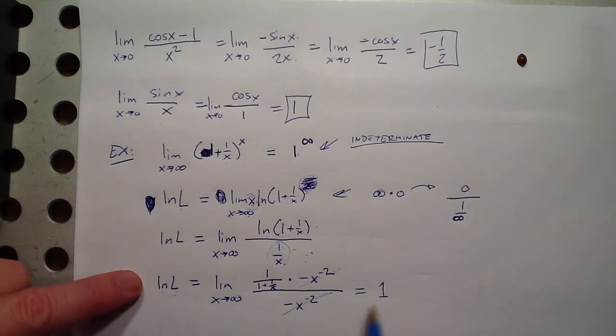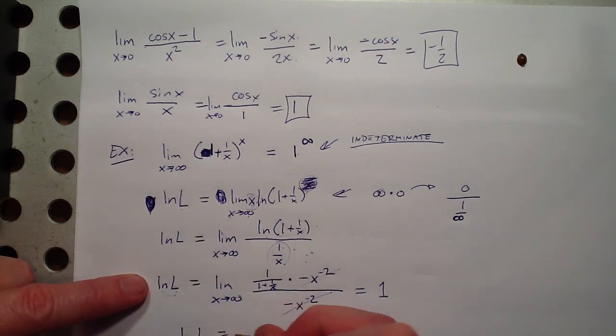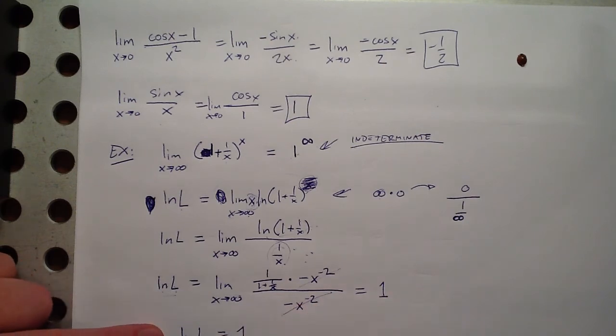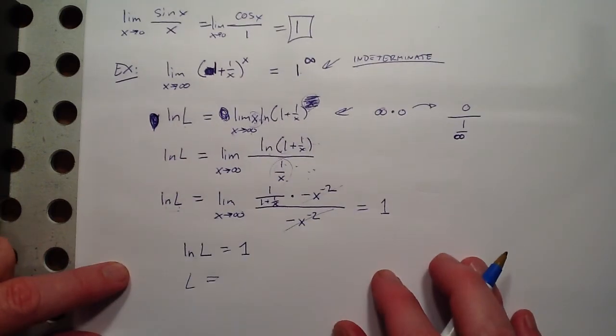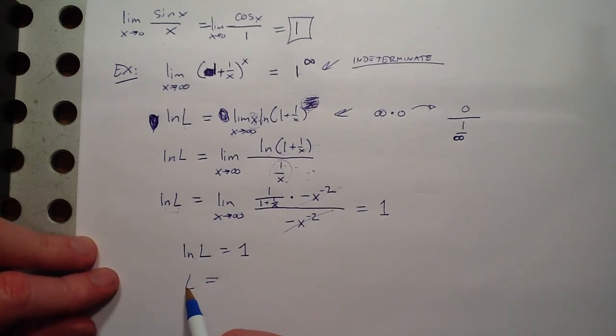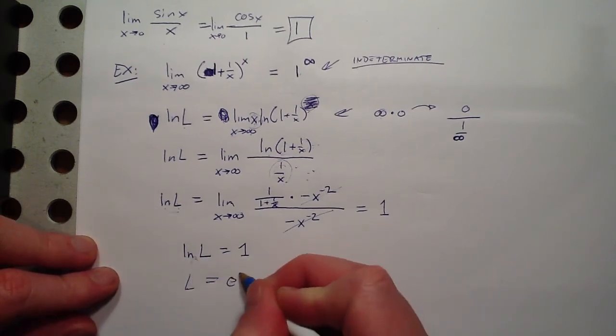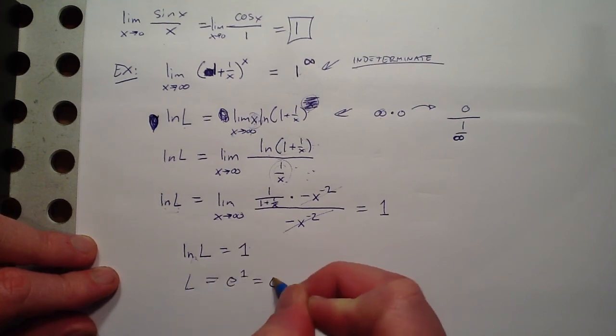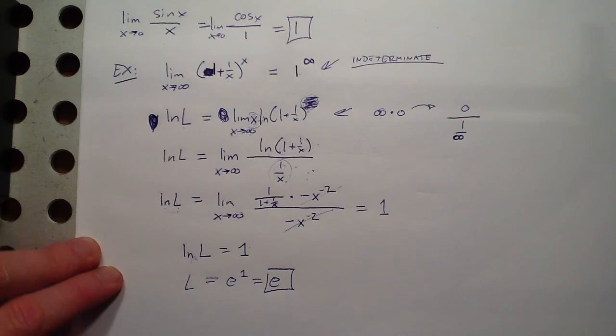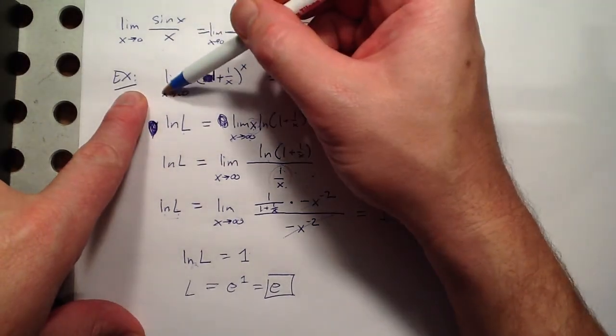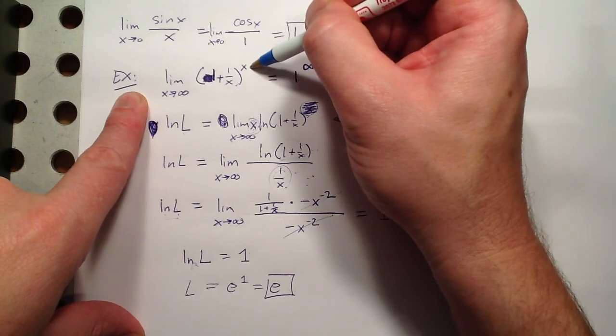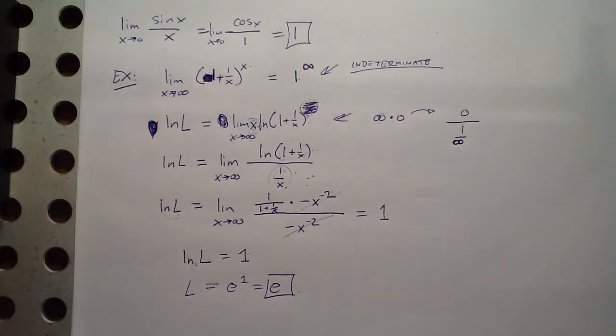That means that the natural log of my limit, that's the answer we're looking for, right, is 1. And then rewriting this, remember this is log base e, that means L is equal to, sorry if I lost you there for a second, L is equal to e to the 1, or e. So the limit as x approaches infinity of 1 plus 1 over x to the x is e.